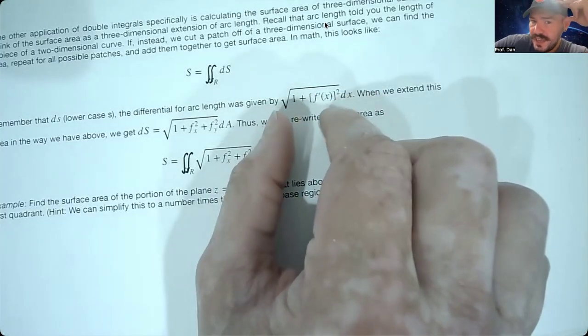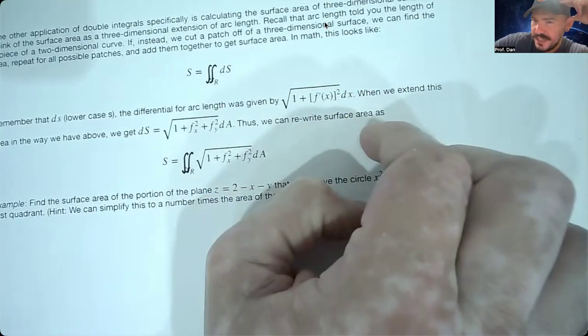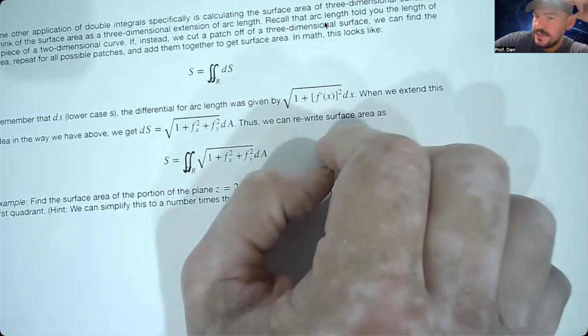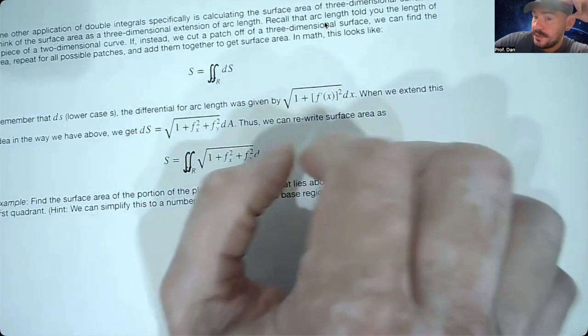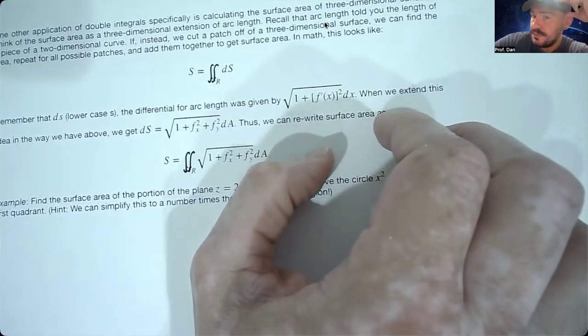If I were to take really small arc lengths and add them together, that would give me the arc length of a bigger piece of the curve, or perhaps the entire curve if it's graphed on a closed interval.